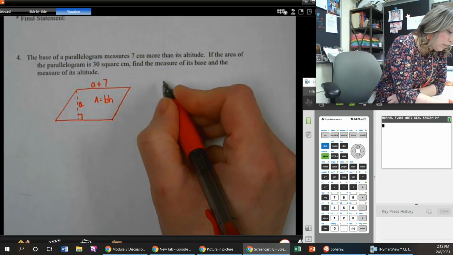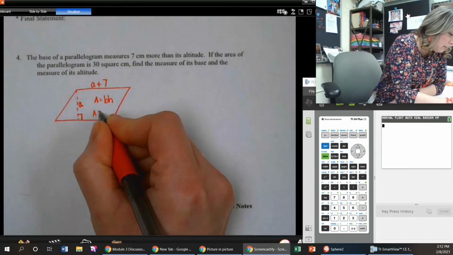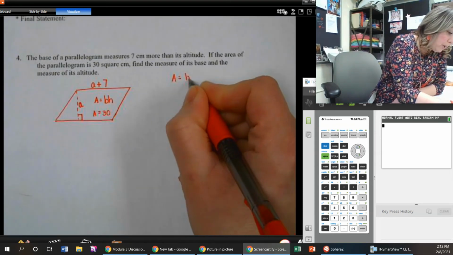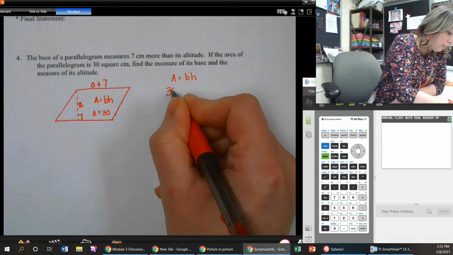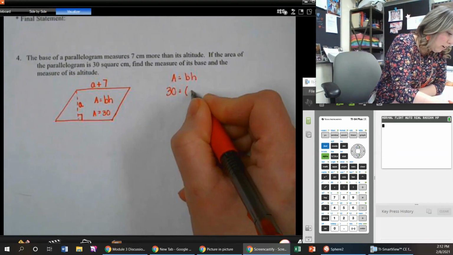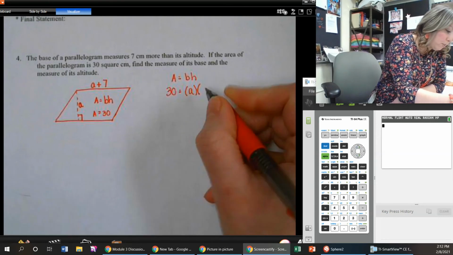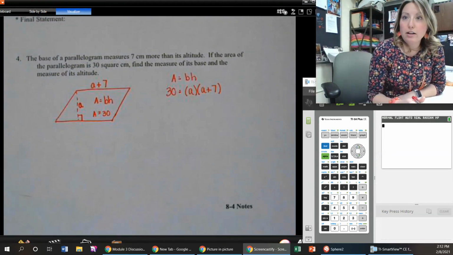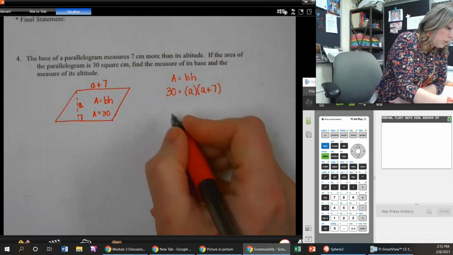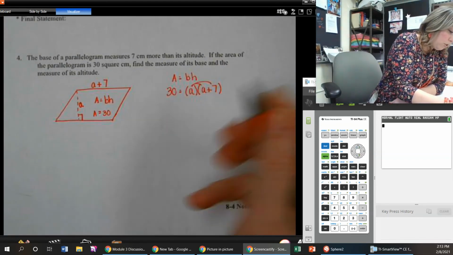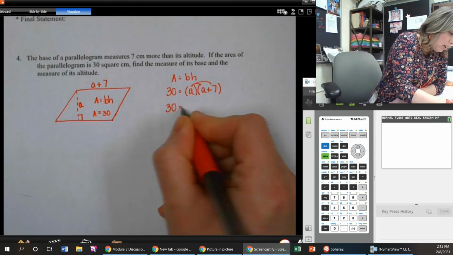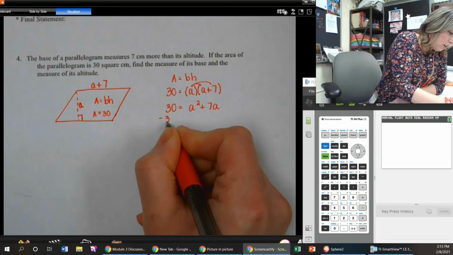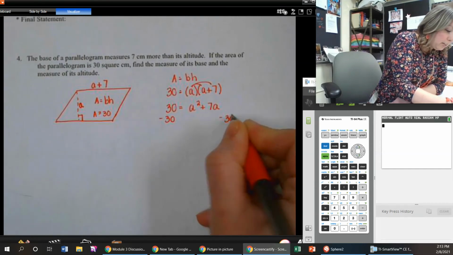So what we'll do is we'll say, okay, we know that the area is 30. So if we're plugging into base times height, we've got 30 for the area. The base is A plus 7. Our height is A, and now we have that to distribute. So since we're basing things on the altitude or the height, let's distribute that: A squared plus 7A, and of course subtract that 30 over. So we still get the same idea going here.